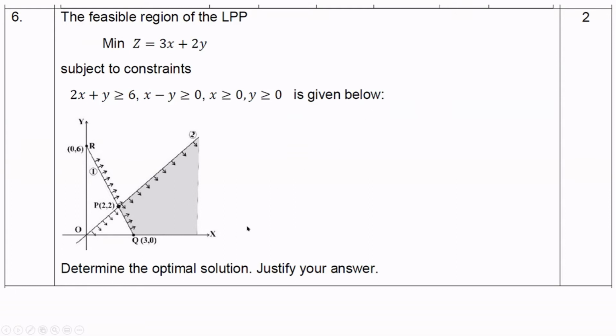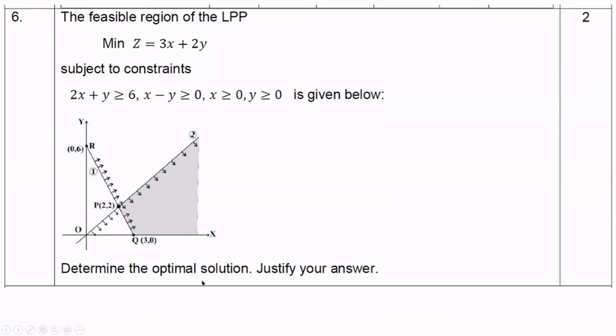So here this is the graph and this is the line 2x plus y equal to 6, and the region corresponding to 2x plus y greater than or equal to 6 is this part, the arrow mark is shown here. And x minus y greater than or equal to 0, the line is x minus y equal to 0, this is the line, and the region corresponding to it is this part. And x greater than or equal to 0, y greater than or equal to 0 are the non-negative constraints. So the feasible region is the shaded region.